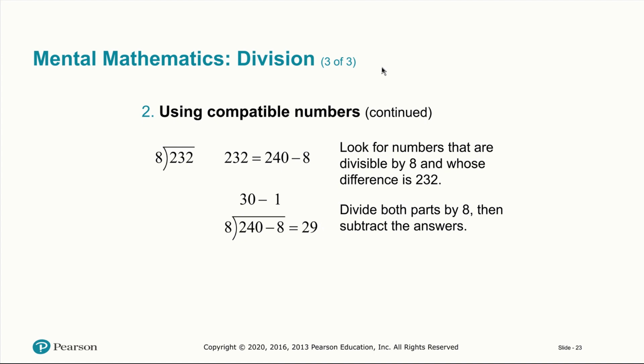When it comes to using compatible numbers, of course, we don't just have to use addition, we can also use subtraction. We realize 232 divided by 8, that 232 can be written as 240 minus 8. Both of these numbers, of course, are nice multiples of 8, right? So we can divide in this way. So we know 8 goes into 240 30 times, and it goes into 8 one time. But be careful here, you're going to be subtracting those to get the correct result, which is 29.